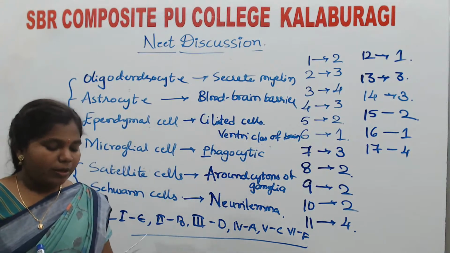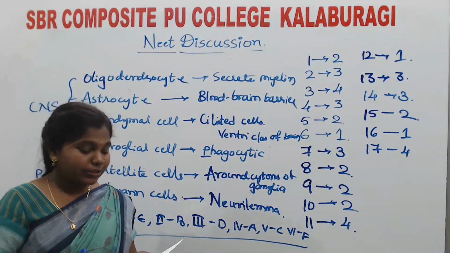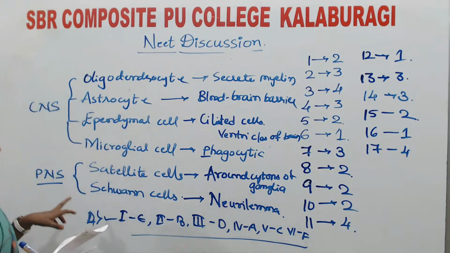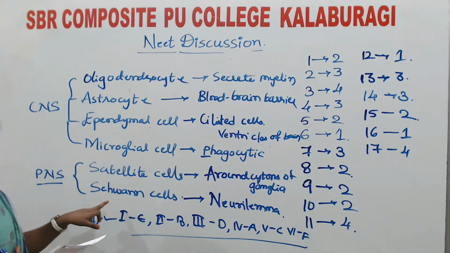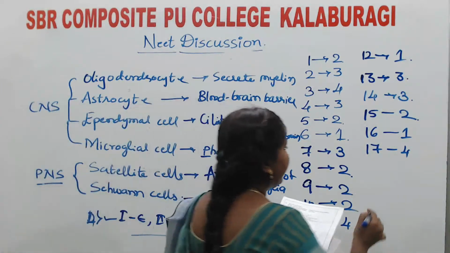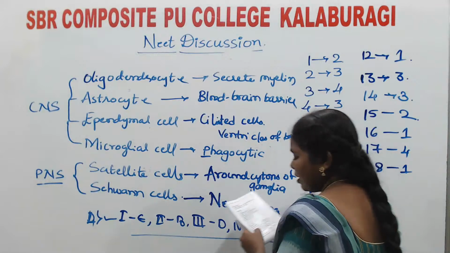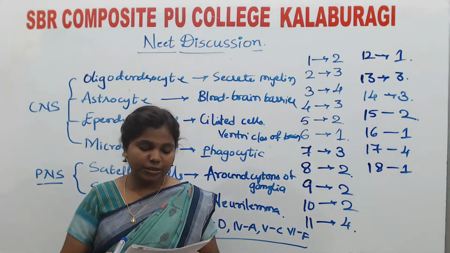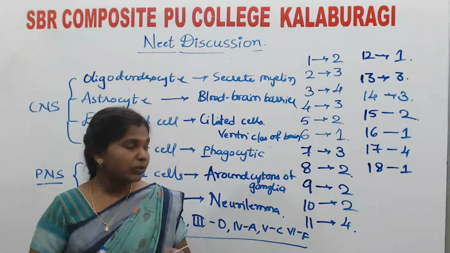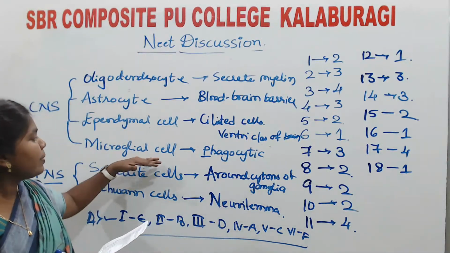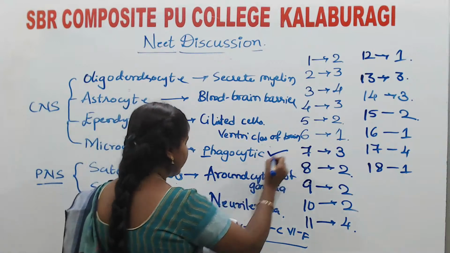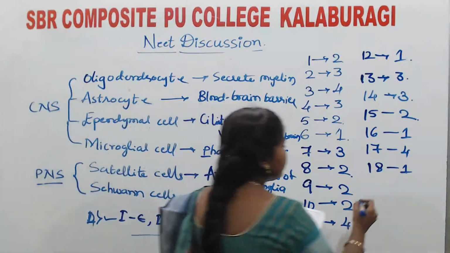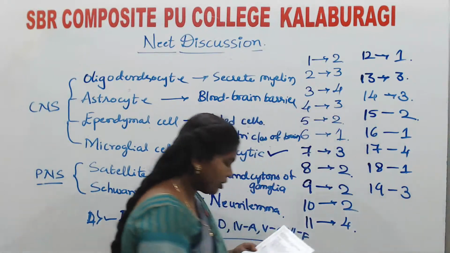Okay, next one is the 18th question: the neuroglial cells of the peripheral nervous system are. So just now we have discussed that in the peripheral nervous system, satellite and Schwann cells are present. So for the 18th question the first option is the correct answer. Next is the 19th question. Whenever there is an infection, the cells that are activated to phagocytes. Just now we have discussed that microglial cells are phagocytic in function. So option 3, microglial cells, is the correct answer for the 19th question.